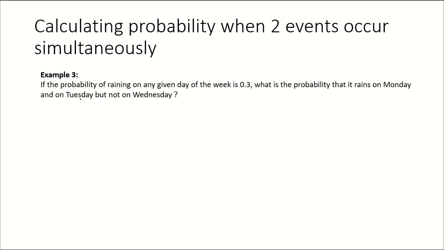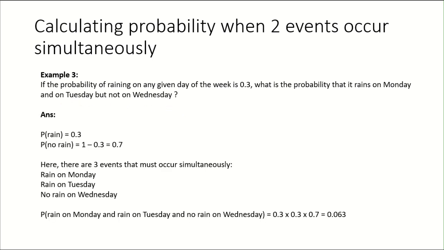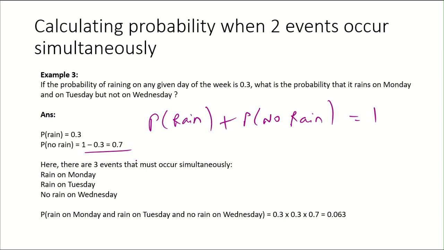Take another example. If the probability of raining on any given day of the week is 0.3, what is the probability that it rains on Monday and on Tuesday, but not on Wednesday? Now, the probability of rain is 0.3. The probability of no rain is 1 minus 0.3, which is 0.7. Why? Because the sum of the probability of all the events is always 1, right? In this case, there are only 2 events. So the probability of rain plus the probability of no rain must equal 1, right? Must equal 100%. Either it rains or it does not rain. So the probability of no rain is 1 minus 0.3, which is 0.7.